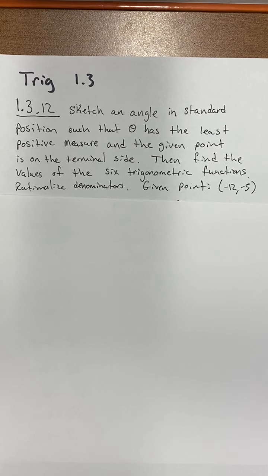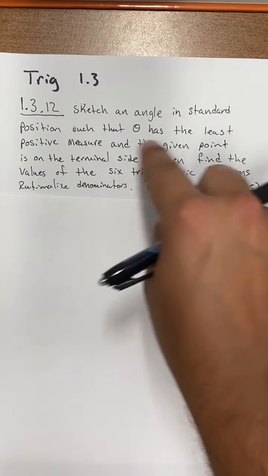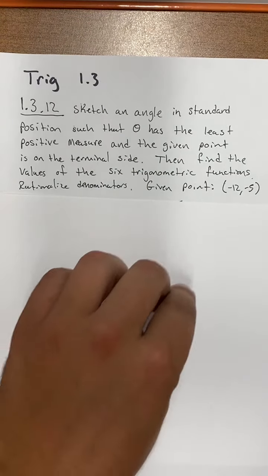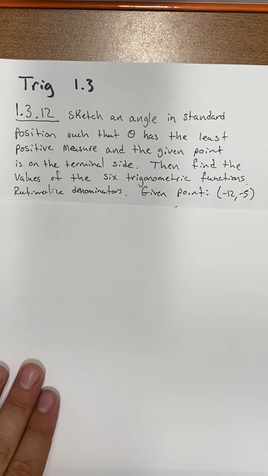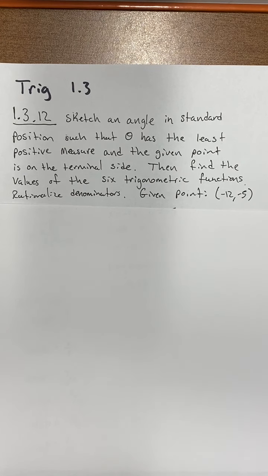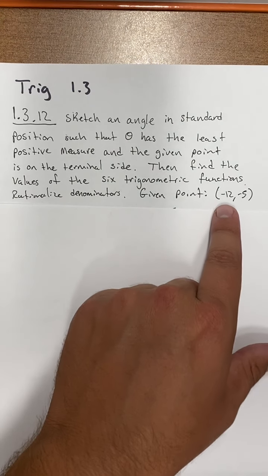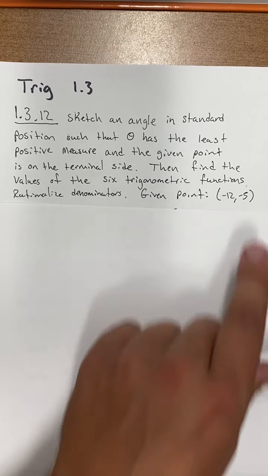We're going to look at two examples on 1.3. This is 1.3 number 12 in the book. These are the same instructions as the homework in the book for this section. We are going to sketch an angle in standard position, and then we are going to find the values of the 6 trigonometric functions, and we are given the point -12, -5.